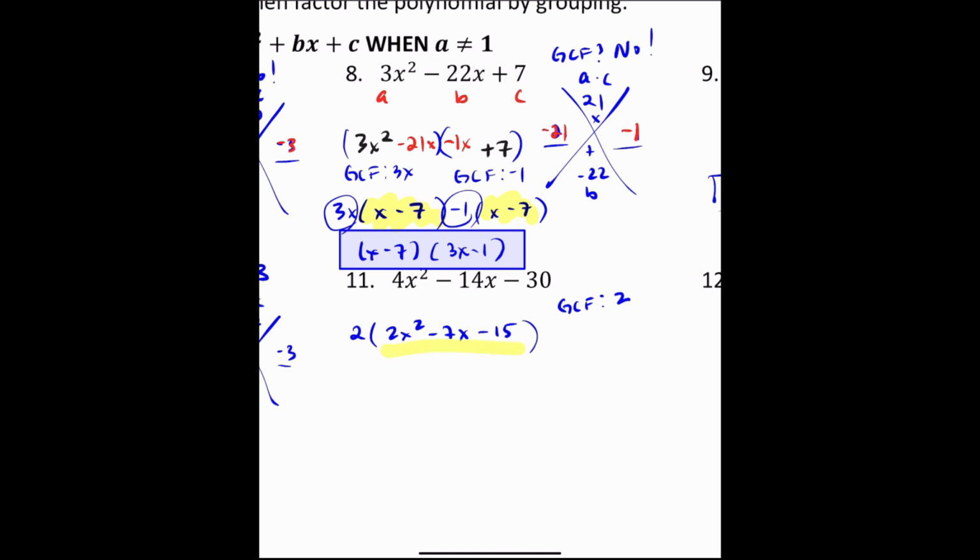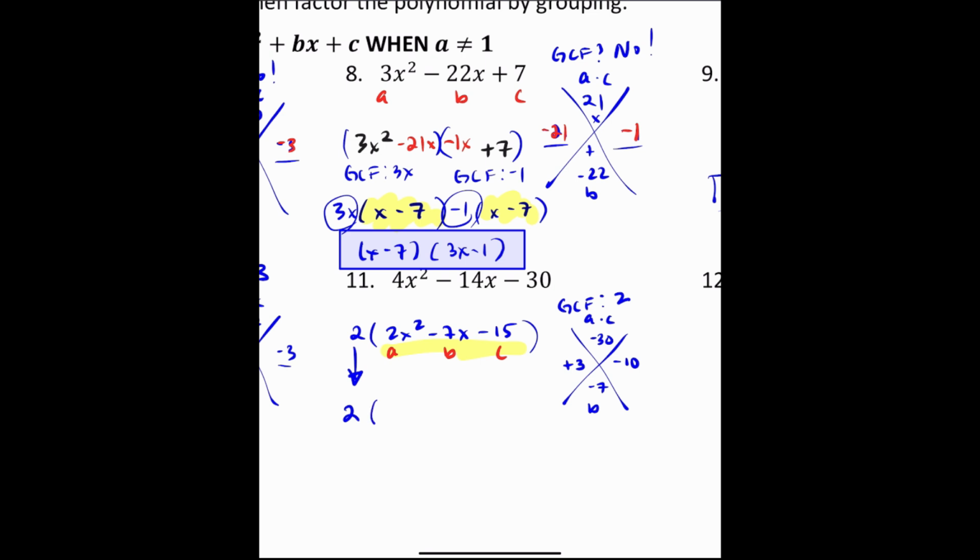And then we're going to look at the remainder and factor that. So the A is 2, the B is negative 7, and the C is negative 15. We're going to use the x method. 2 times negative 15 is negative 30, and our B value is negative 7. So what are the two numbers? I would say positive 3 and negative 10.